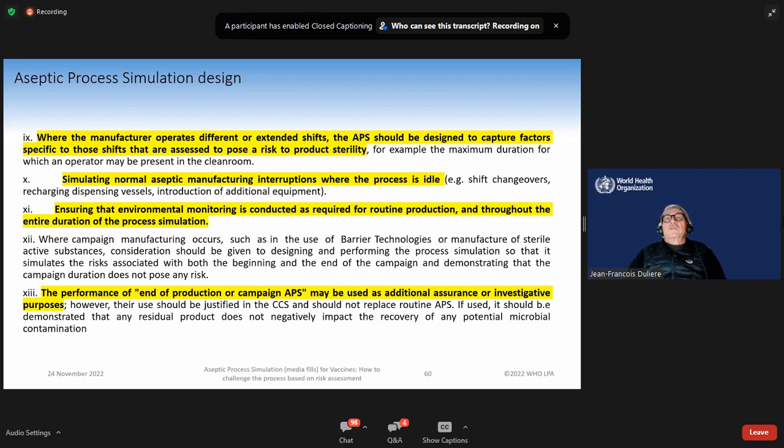If you are working with multiple or different shifts, you will have to manage the APS and design it to capture factors specific to those shifts that are assessed to pose a risk to the product sterility. At the end of the presentation, I have a case study where we have assessed this point.